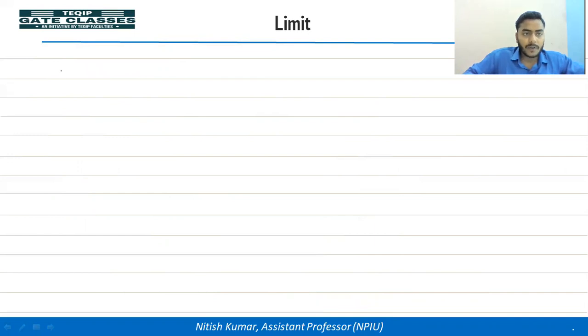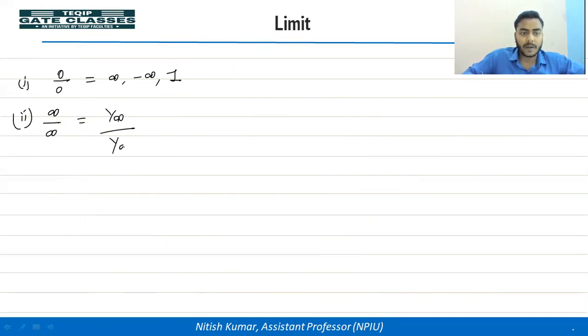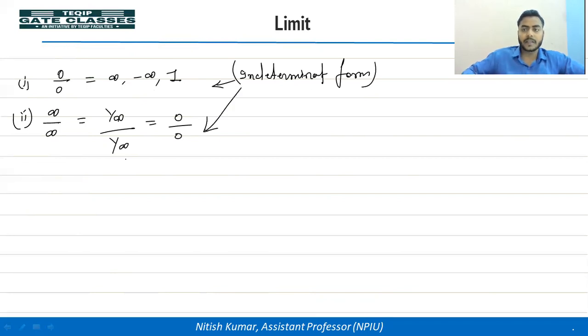Like 0 by 0 we know, if the form is 0 by 0, we cannot say what the result will be. It can be 0, it can be infinity, it can be minus infinity, it can be 1. In the previous slide we have seen that. Now the second form, that is infinity by infinity. We can write here 1 by infinity, 1 by infinity. It can be form 0 by 0. So this is also an indeterminate form.